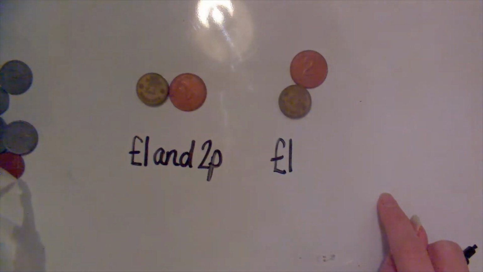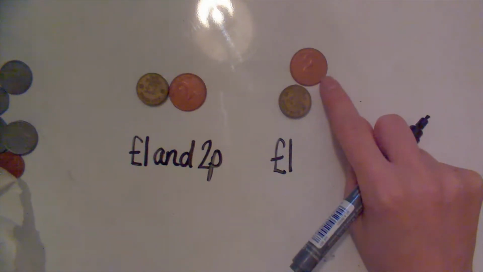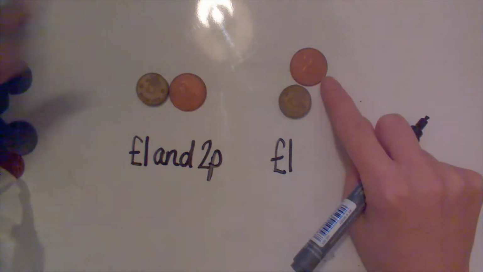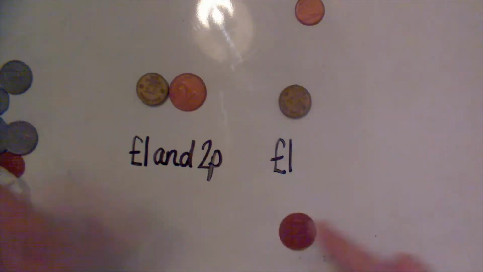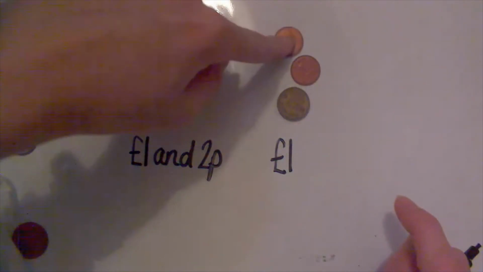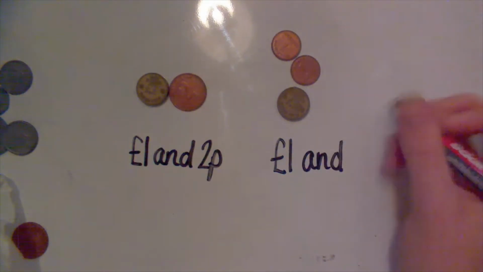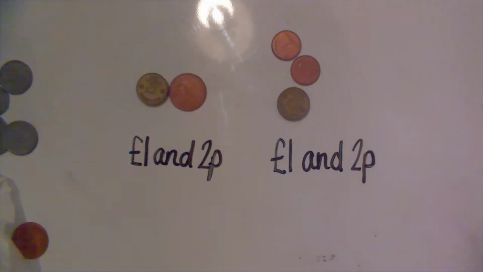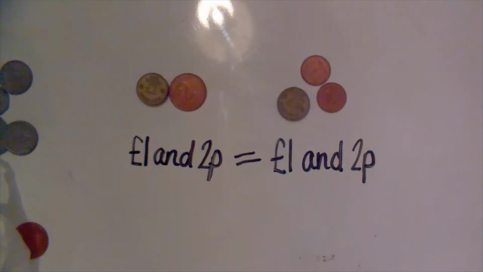I wonder if there's another way I could make it. Is there a coin smaller than a 2p? There is, a 1p. I could count in ones to make 2p. 1p, 2p. Now I've got £1 and 2p. Even though they look different, they are the same. They are equal to £1 and 1 2p.